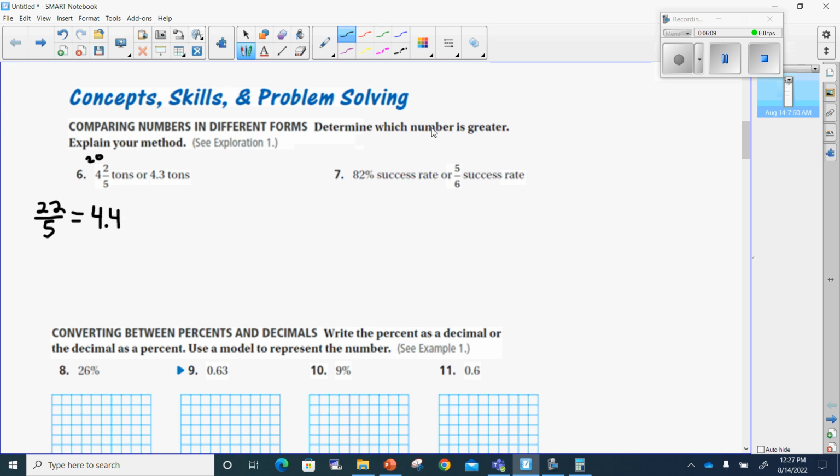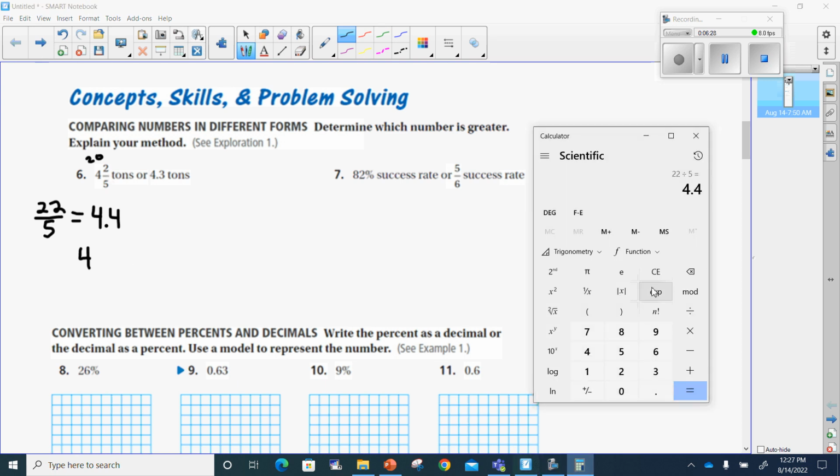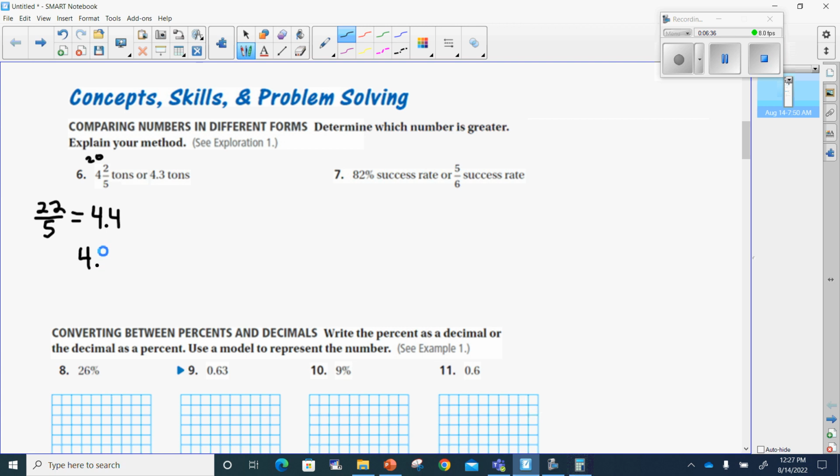And since it's asking which one is greater, I would say that 4.4 is greater than 4.3. The other way I could do this is to say, okay, I know that 4 has to be my number in front, my whole number. Now I'm just going to take 2 over 5 and divide it. So 2 divided by 5 is going to give me 0.4. So now I can just add in the 0.4.